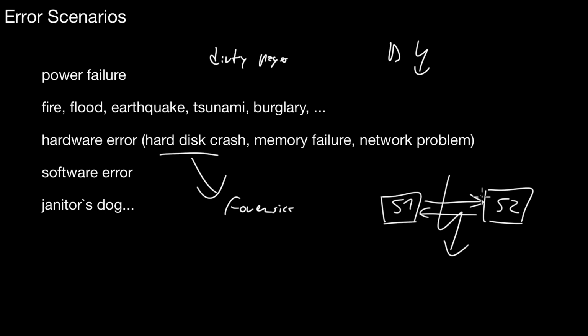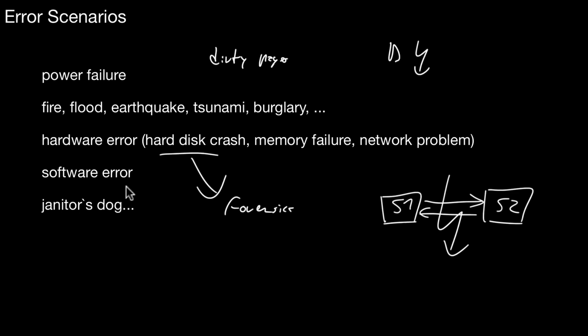Then all kinds of software errors, be it in the database system itself or in the applications using the database system. Or last but not least, unforeseen events like the janitor's dog running through the data center and peeing on your server, stuff like that. All kinds of errors may happen. And the question is, how do we handle these errors? We should be aware that these errors may happen and the database system should be resilient. It should be able to cope with those errors.